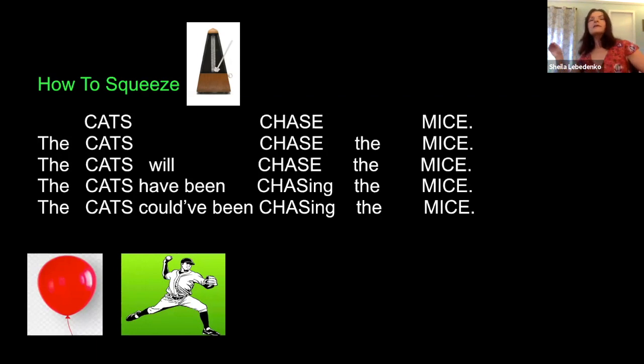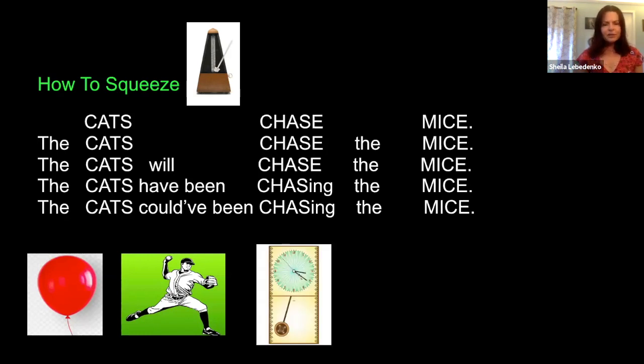So it's the cats could have been chasing the mice. And what's important there is you would never stop while you're winding up. You're not like, the cats could have been. No, you keep moving when you throw a ball. Could have been chasing. And you would never stop after the word been. That would not work out right. That would ruin your rhythm. You can stop a little after chasing, kind of like take a little rest, right? The cats could have been chasing the mice.